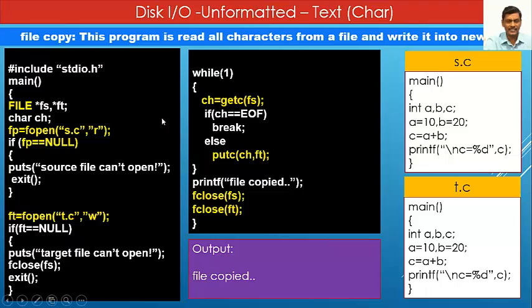If the file exists, it opens in read mode. Then it makes a data stream between the hard disk and RAM memory. That RAM memory has a specific address, and that address is a file structure pointer address.